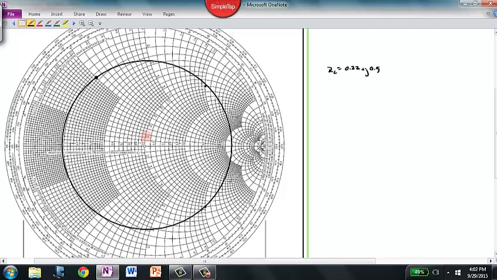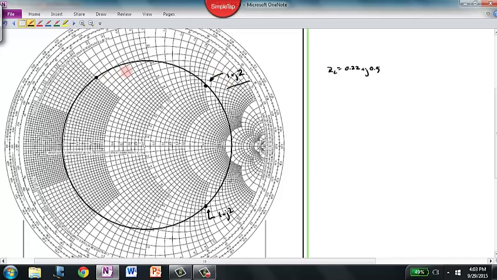The second step for determining the series matching element is that we need to find out where this operating circle intersects this r equals 1 circle, and I've marked those here and here. We see that that point is 1 plus j2, and that point right there is 1 minus j2. We can work with either of these points. Both of them will result in an appropriate matching network. For this example, I'm just going to continue on with 1 plus j2.